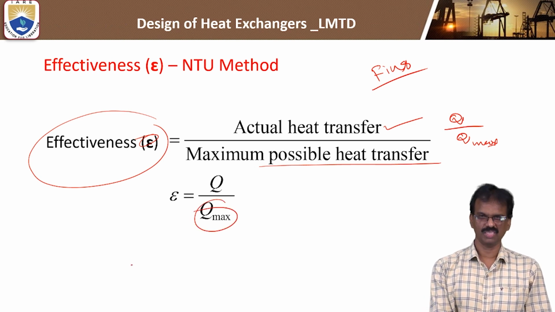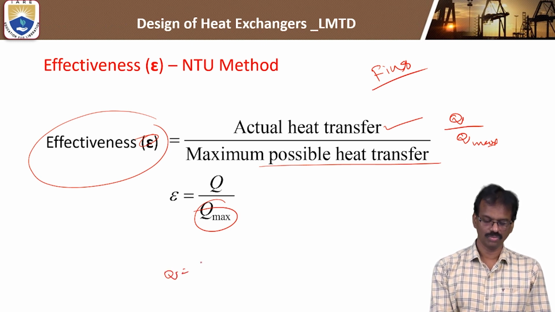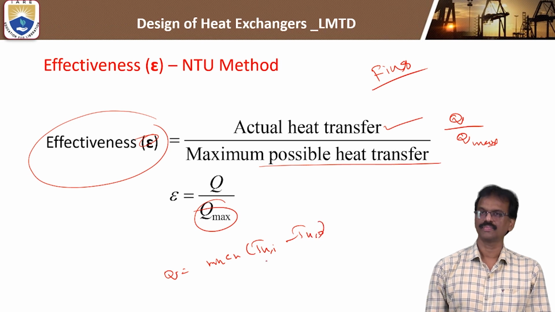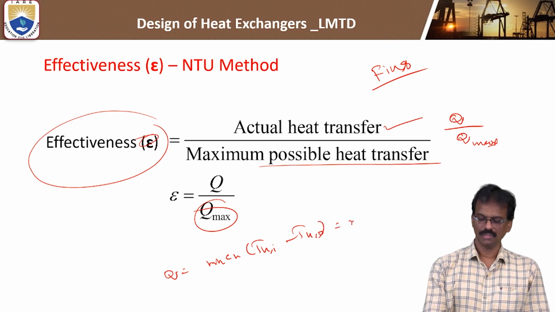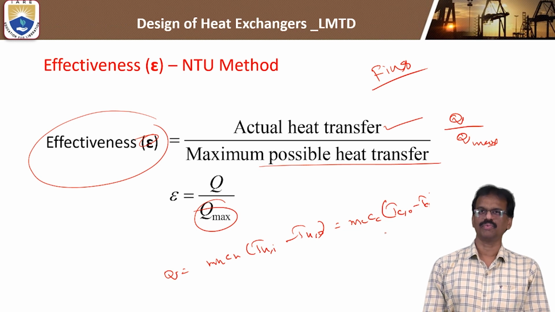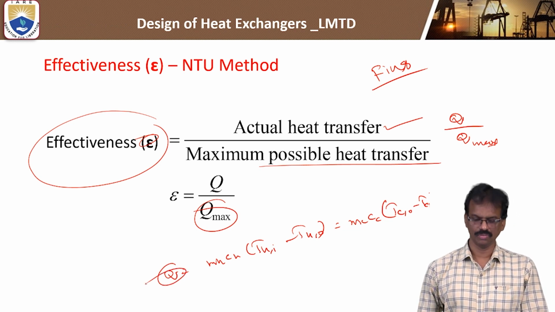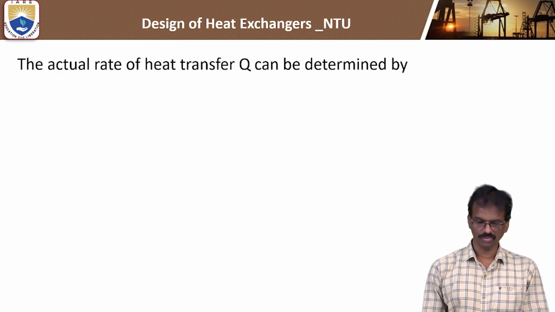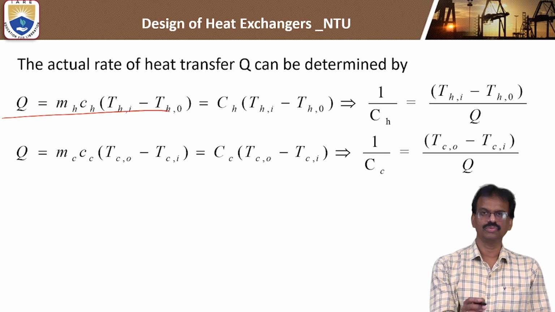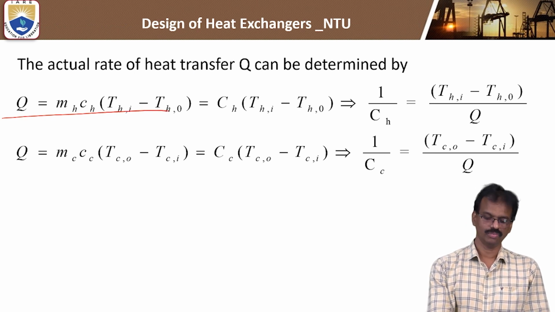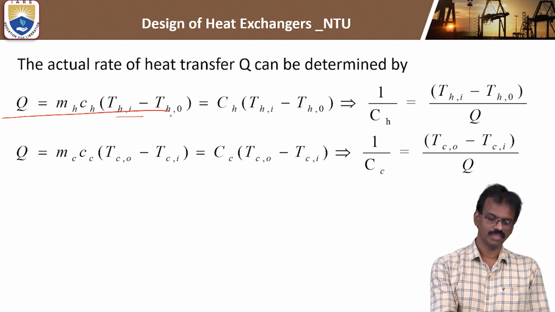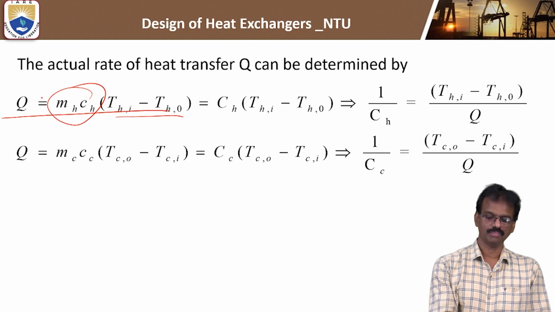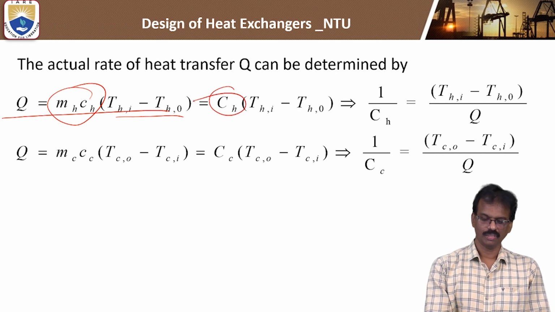According to thermodynamic principles, Q is equal to mh Ch into the hot fluid inlet minus hot fluid outlet. It is also very similar to mc Cc into cold fluid outlet minus cold fluid inlet. These are the formulas for finding Q according to thermodynamics laws. Here, Q is equal to mh Ch into Thi minus Th naught, the hot fluid temperature difference. Here mh Ch is nothing but a capital Ch, the specific heat.